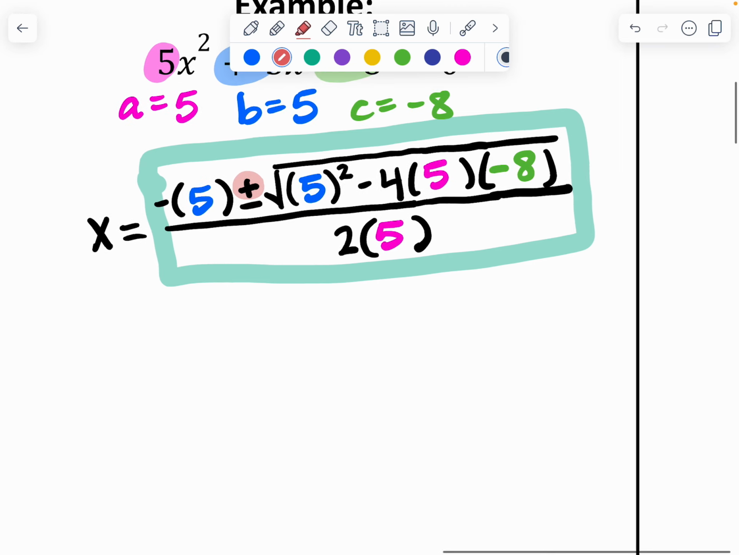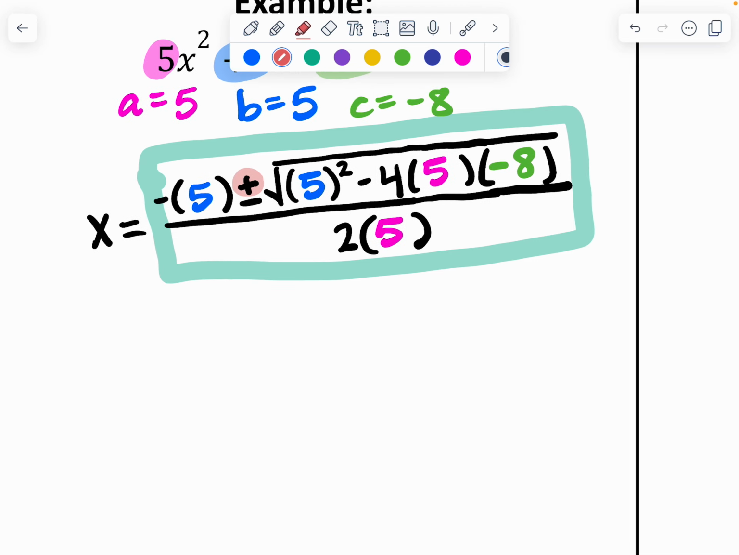So as soon as you type that into your calculator, go ahead and press equals, and you're going to get a long decimal answer. It's an irrational number. We are going to round it to the nearest hundredth. Remember, the hundredth is the second place after the decimal. So we're going to round to the nearest hundredth.